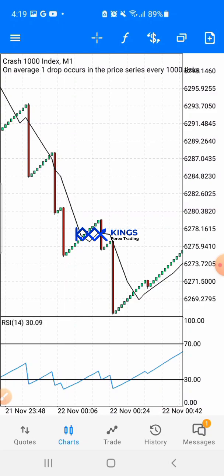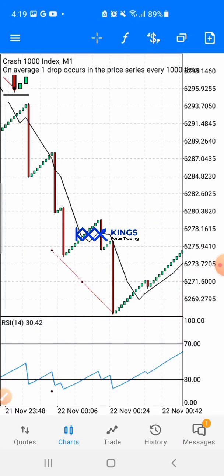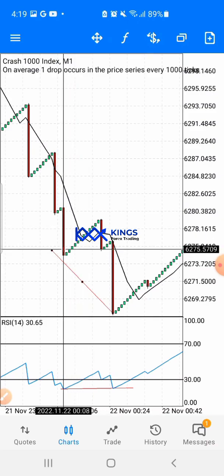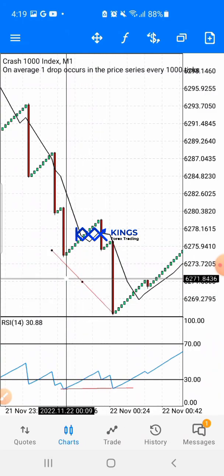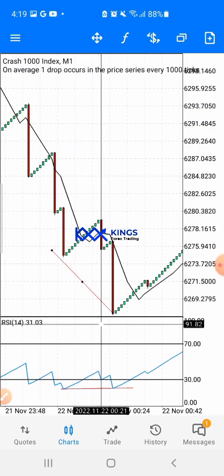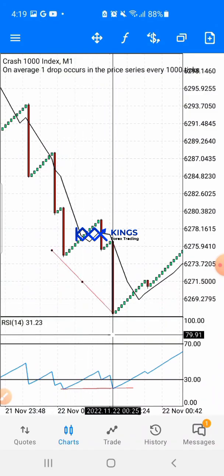So let me pick a line and draw. You can see here we have a lower low, while the RSI is giving us a higher high, a kind of a lower high right here. At this point we have the low right here, and this low here is lower than this, which is a lower low. Then we have a higher low right here. So lower low, higher low.